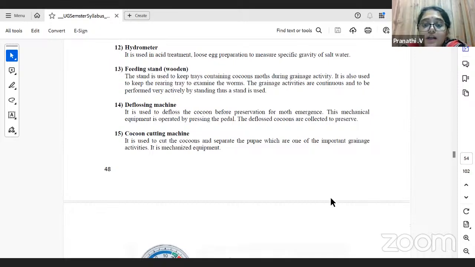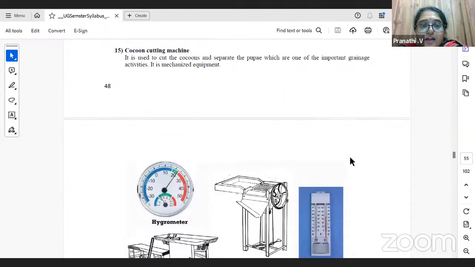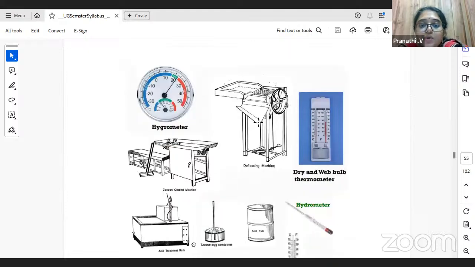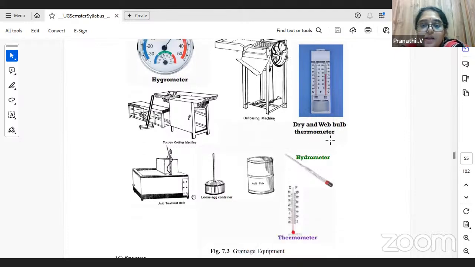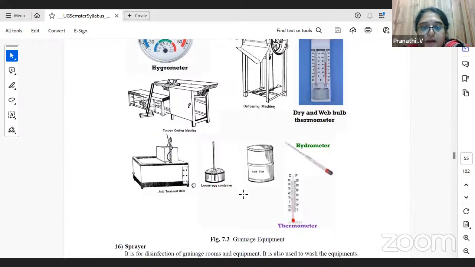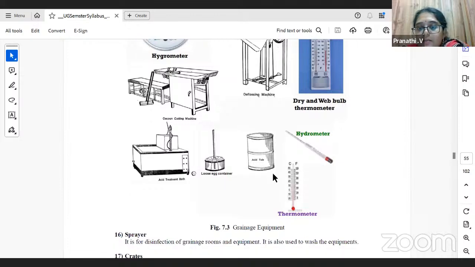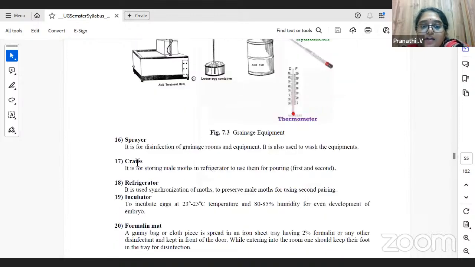Now you have something called the cocoon cutting machine, wherein the pupae are removed from the cocoon. This is an important grainage activity, and you have mechanized equipment. You can just stand over here and push the pedal up and down so the deflossing takes place. Of course, this is your dry and wet bulb thermometer and hygrometer, which measures the relative humidity. This is the cocoon cutting machine, acid treatment bath, loose egg container, acid tub, hydrometer, thermometer, and a sprayer just for disinfection.